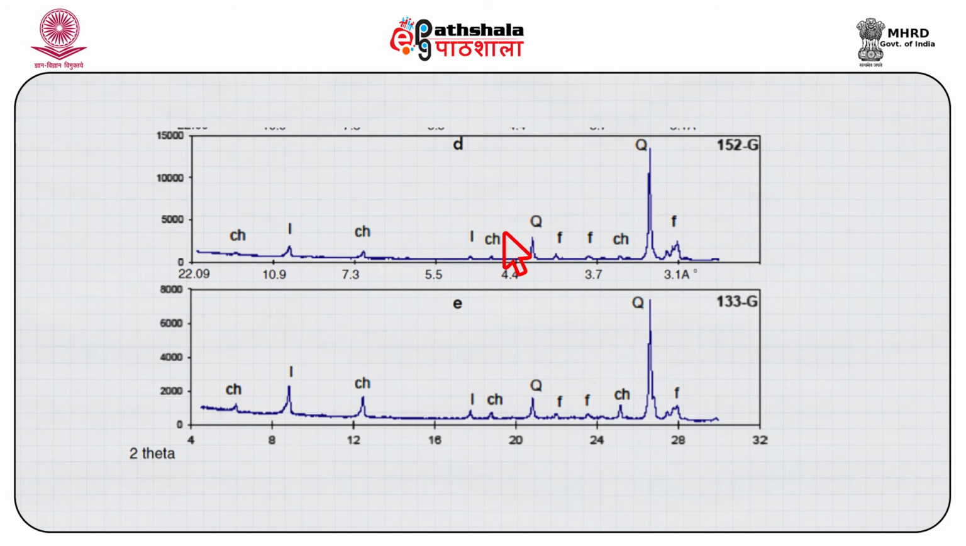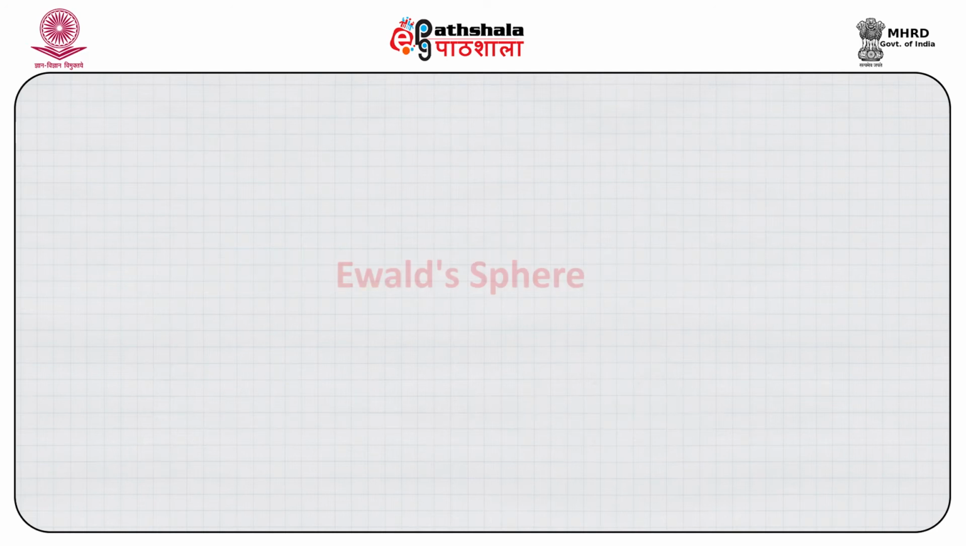So, based on the specific d-spacings, one can mark and identify minerals which are otherwise not identifiable by any other method. We will try to understand this generation of such a pattern, how this is generated when a detector rotates with respect to the sample. We will try to understand how this pattern is produced by understanding about a concept known as Ewald sphere.